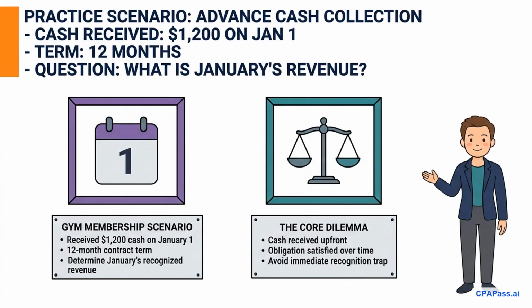And let's start with a classic FAR exam problem. On January 1st, a gym receives $1,200 cash for a 12-month membership. How much revenue should this gym recognize for the month of January? Many candidates fall into the trap of recognizing all $1,200 immediately because cash was received.